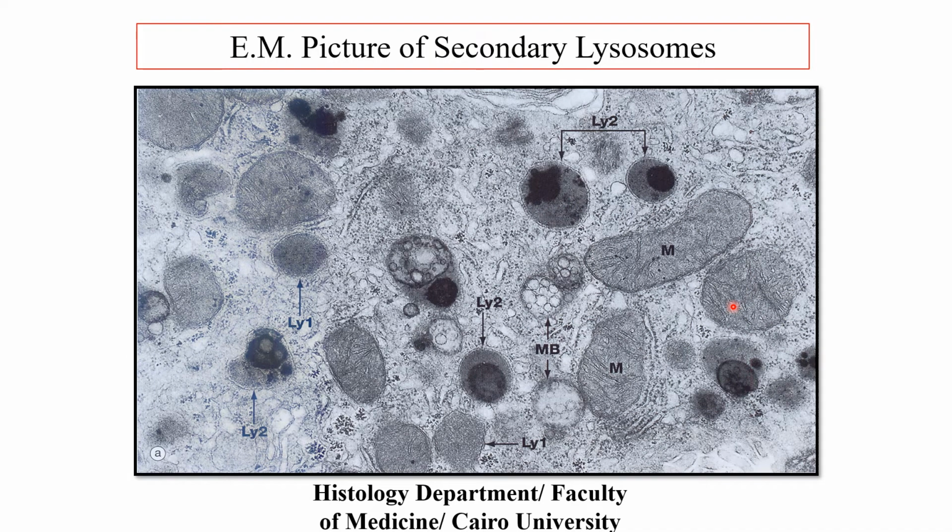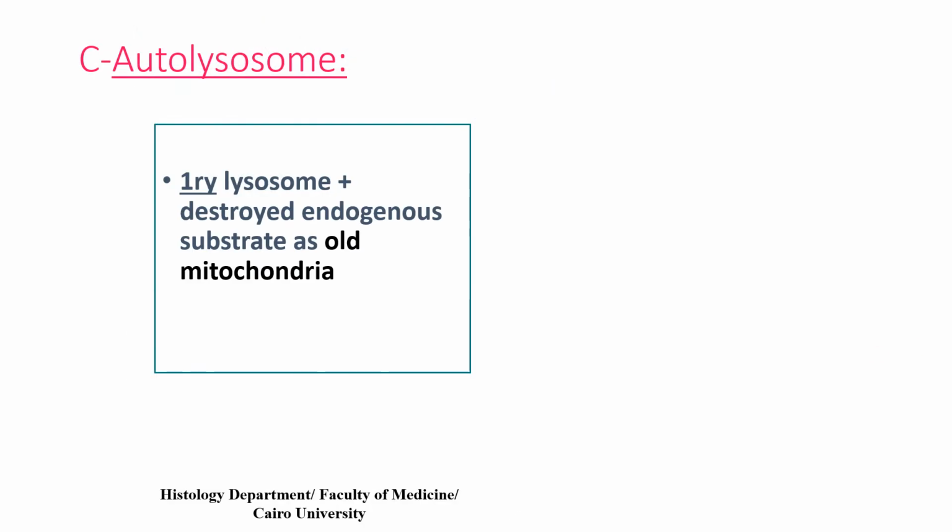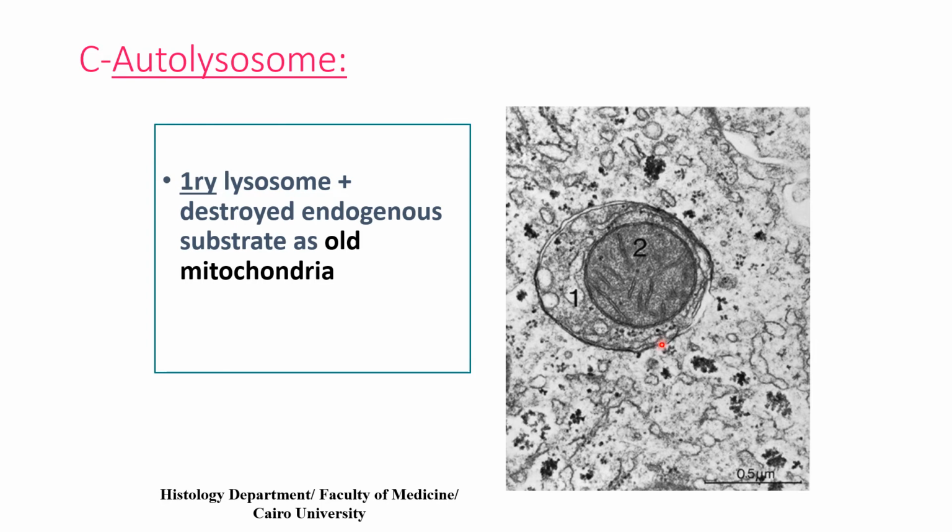Again, EM pictures of secondary lysosome. Here it is a heterolysosome, which is the fusion of the primary lysosome with phagosome. Here, a multivesicular body. I can see something like fluids inside multiple cavities. Again, multivesicular body. This is a heterolysosome, and this is a primary lysosome. Again, heterolysosome. What is the autolysosome? Fusion of primary lysosome with a destroyed endogenous substrate, for example, old mitochondria.